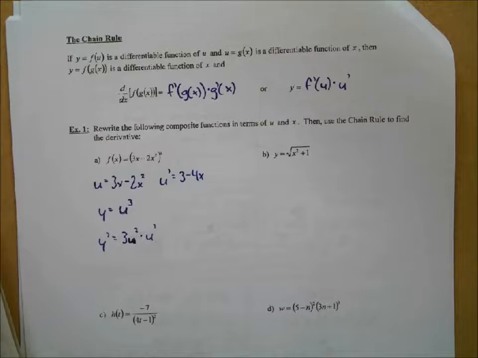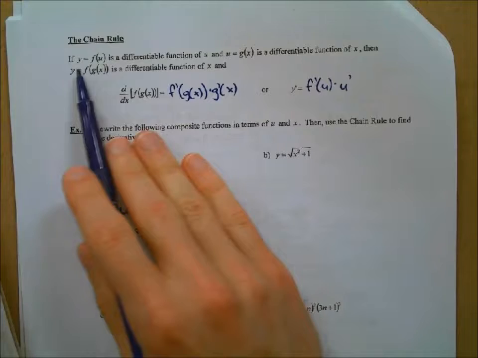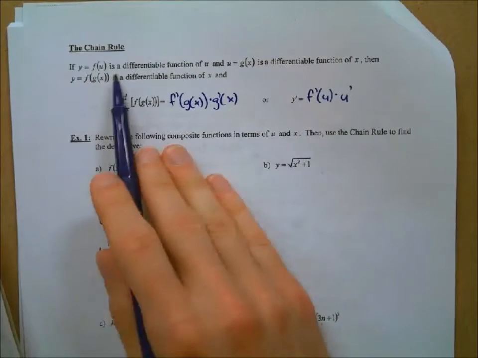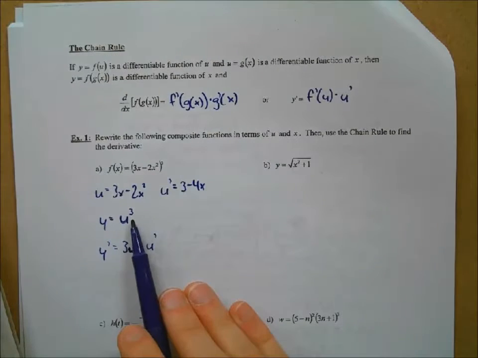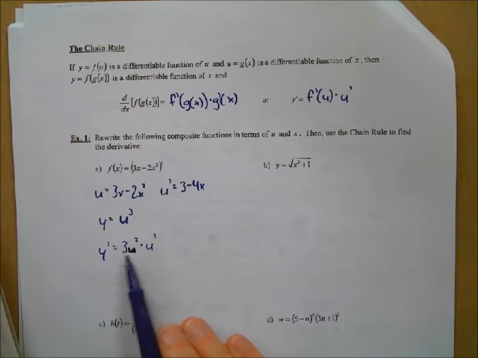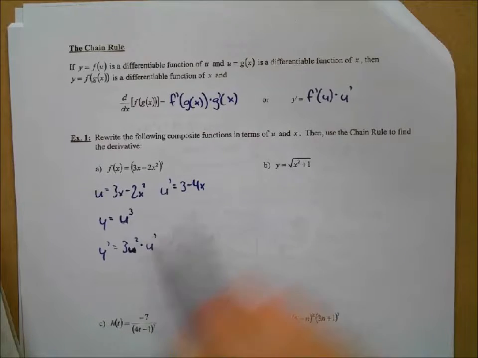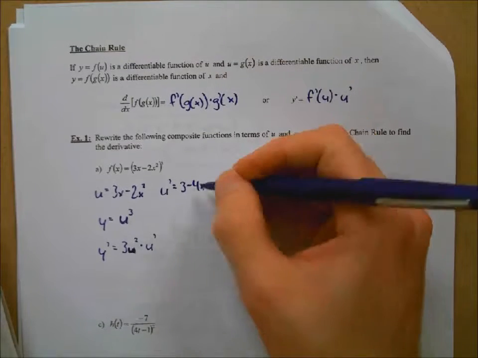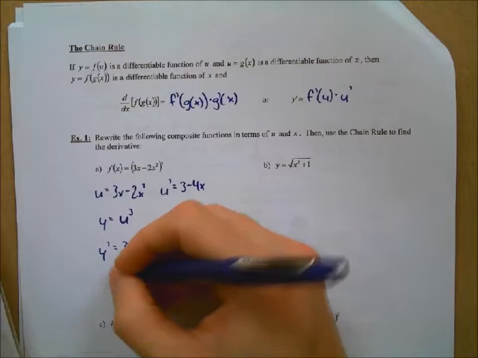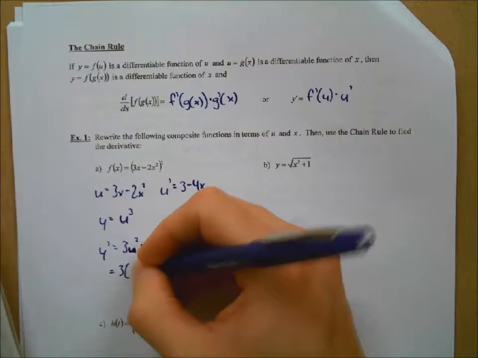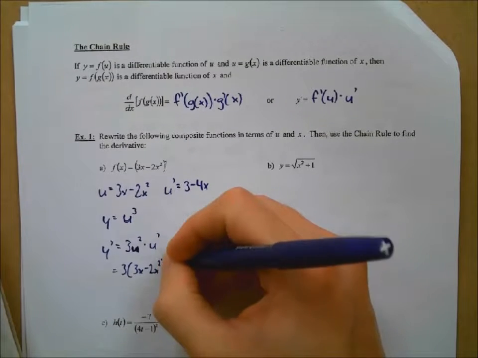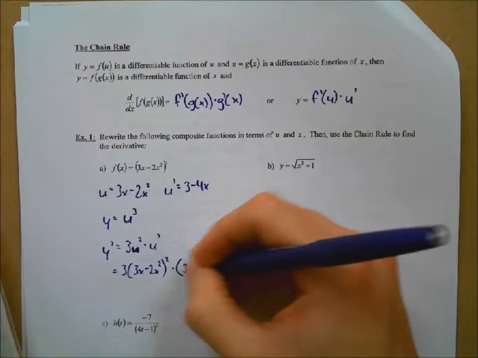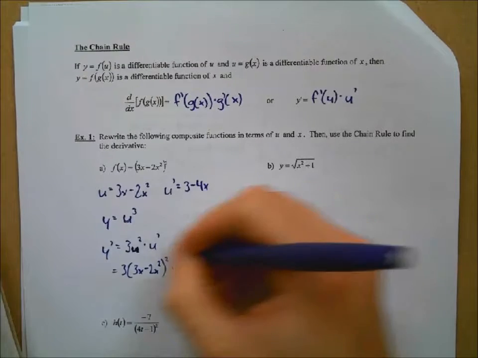And again, this is from what we talked about right up here. If y is equal to f of u, then y prime is the derivative of the outer function, the derivative of something cubed, 3u squared, times the derivative of u, which is u prime. That's the chain rule. There's our u prime, and we can substitute that in. There's our u, so it's equal to 3 times (3x minus 2x squared) to the second, times (3 minus 4x). And there's our derivative right there.